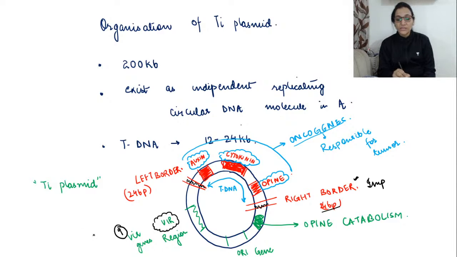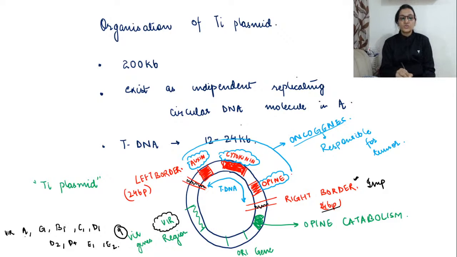So these 9 vir genes are like this: vir A, G, B1, C1, D1, D2, D4, E1 and E2. These are 1, 2, 3, 4, 5, 6, 7, 8 and 9. So these are the 9 virulence genes which are responsible for the transfer of this tDNA into the plant.